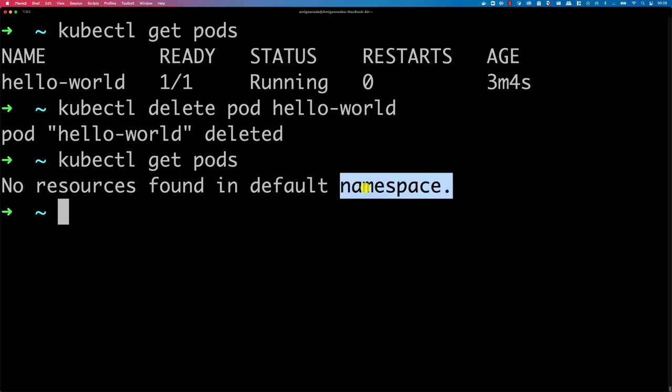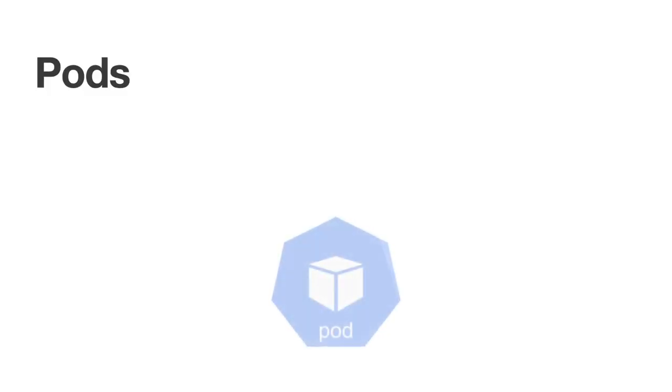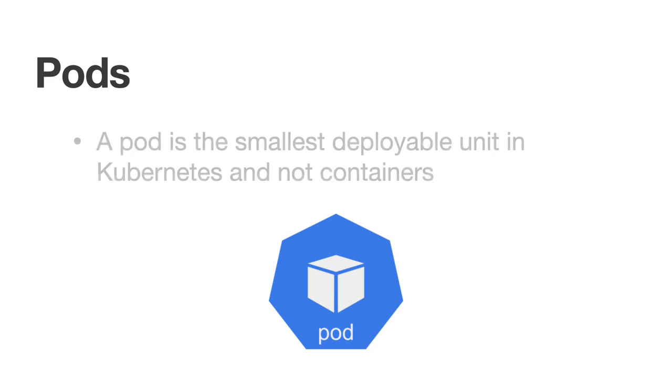And you're going to learn about namespaces later as well. There you have it. You managed to deploy your first application using Kubernetes. If you have any questions, drop me a message. Otherwise, let's move on. So in Kubernetes, a pod is the smallest deployable unit, and not containers.